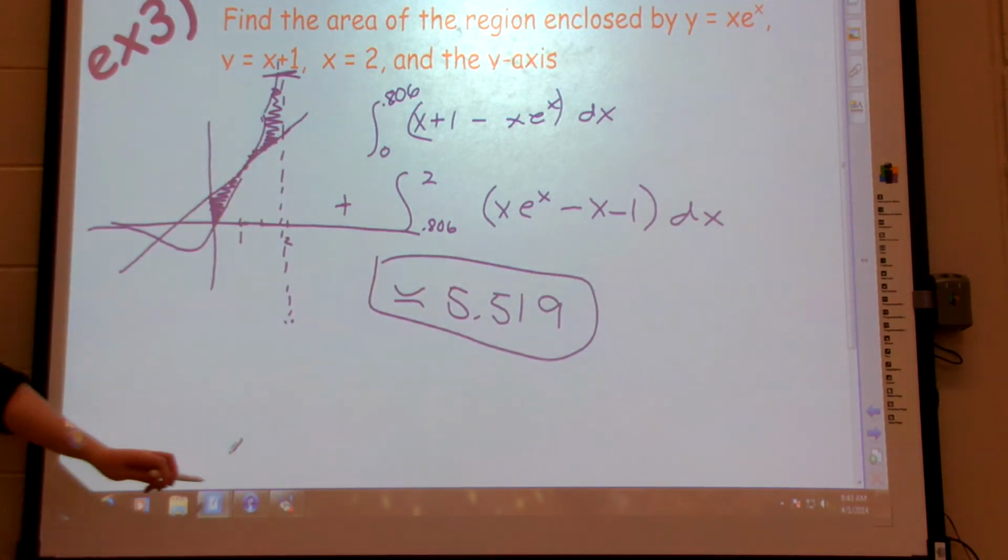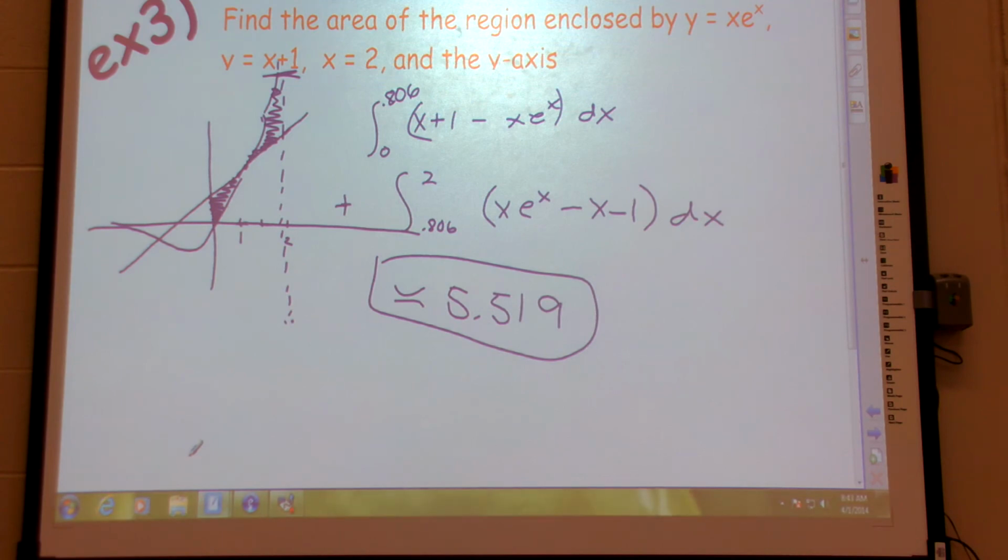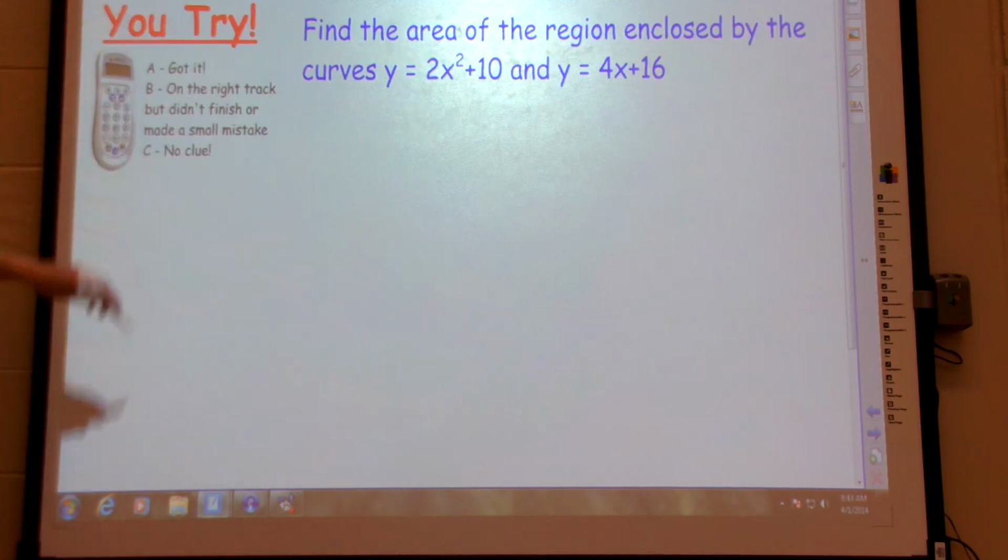They're not all pretty. That's why I gave you this one, because sometimes the regions are hard to see and sometimes the answers are not nice and neat, where the intersect is not nice and neat. They're not all going to be perfect. You just have to stick with your method. Questions? As long as you keep the top. You try. I gave you a pretty easy one.